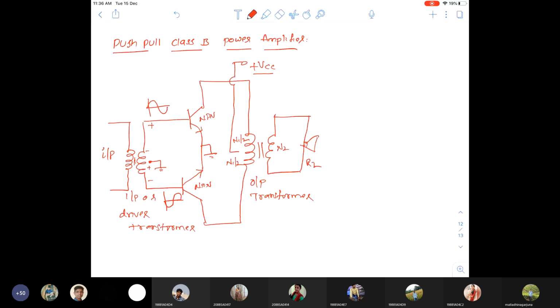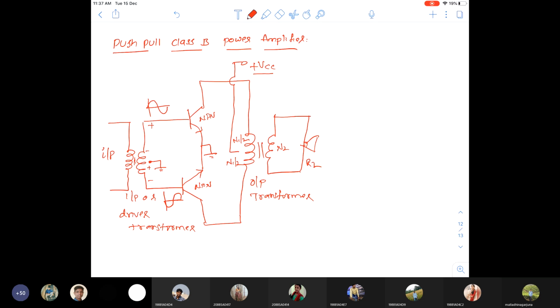Now, there are two transformers here. One is the input or driver transformer, and the second one is the output transformer. The signal will be derived from the input and applied to the Q1 and Q2 transistors, and the output transformer is used to match the impedance for the input of the loudspeaker. So the input transformer is used to drive the signal. The output transformer is used to match the output impedance with the input impedance of the loudspeaker. These are the two important things.